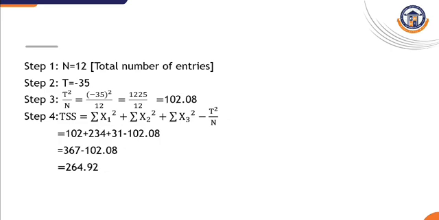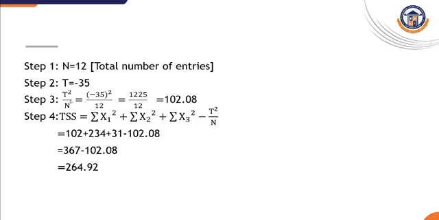So now I go to step number 1. From the previous data, we assume that the total number of entries in the given problem is 12. That number I define in step 1 as n. And in the second step we find the value of T, which is the total value; the row total and column total are definitely equal in an ANOVA problem. Therefore I write T equal to minus 35.